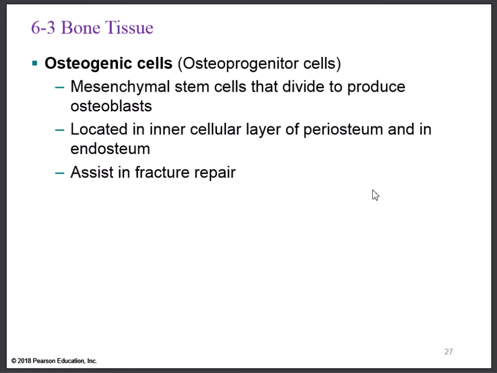So think about this, especially in an adult when we're not growing anymore, we're no longer forming our bones. If we were to fracture a bone, these osteogenic bone cells are important because they can produce the osteoblasts that we need to heal our bone, to repair our bone. So they are important, especially as an adult, in fracture repair.